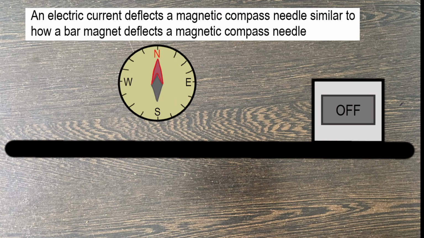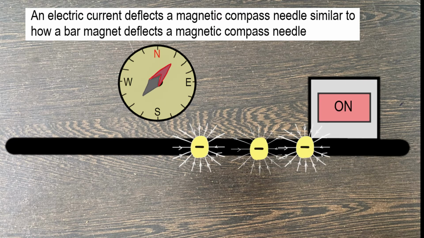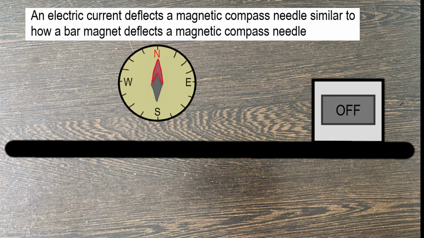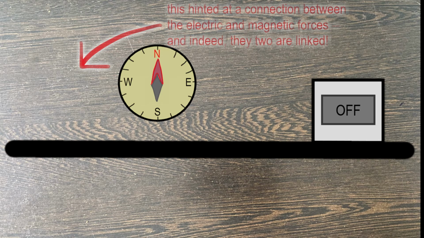Again, I start the current and the needle deflects. I stop it and it returns to its initial position. The electrical current exerted a force on the magnetic needle. How? This experiment was a hint that electricity and magnetism had some connection.